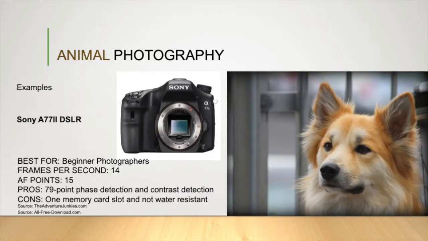Some examples of cameras that are good for beginners would be the Sony A77 II DSLR. It has 14 frames per second, 15 AF points. The pros is it has 79 point phase detection and contrast detection, and the con is one memory card slot and not water resistant.